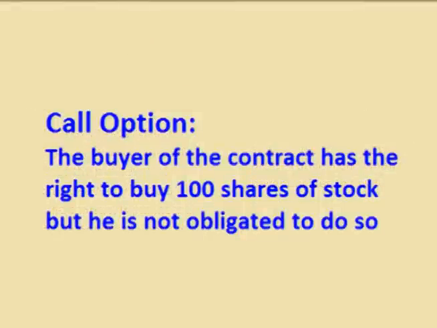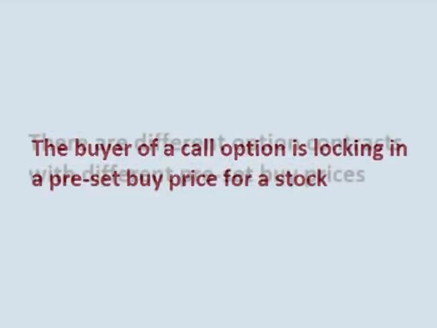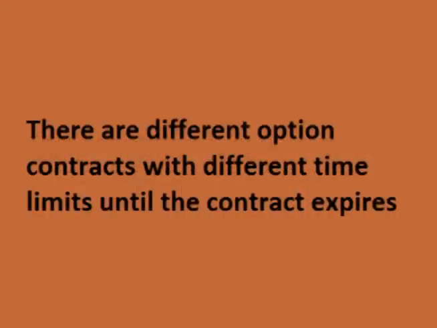The buyer of the option contract has the choice of whether or not he wants to buy the stock from the option writer. His contract says he has the right to do so, but it is his option, which is why they're called options. In other words, when someone buys a call option, they are locking in a preset buy price for a stock. When buying an option, there are many choices for the preset buy price. For instance, if the stock is $10 a share, one can buy a contract locking in a buy price of $10, or they could buy a contract that locks in some other price, $9, $8, $11, $12. Of course, the different contracts cost different amounts. When someone buys an option, there is a time limit on how long the buyer has to exercise or use the option. The longer the time limit, the more the contract costs to buy.